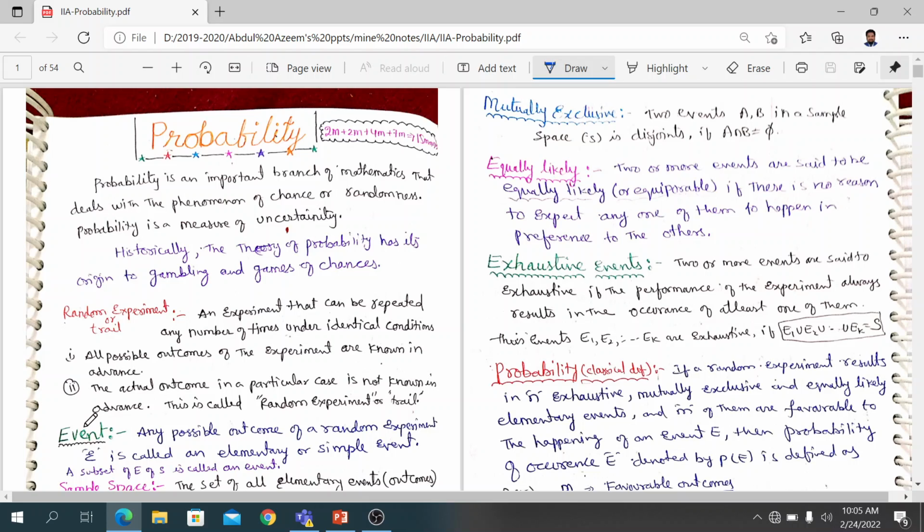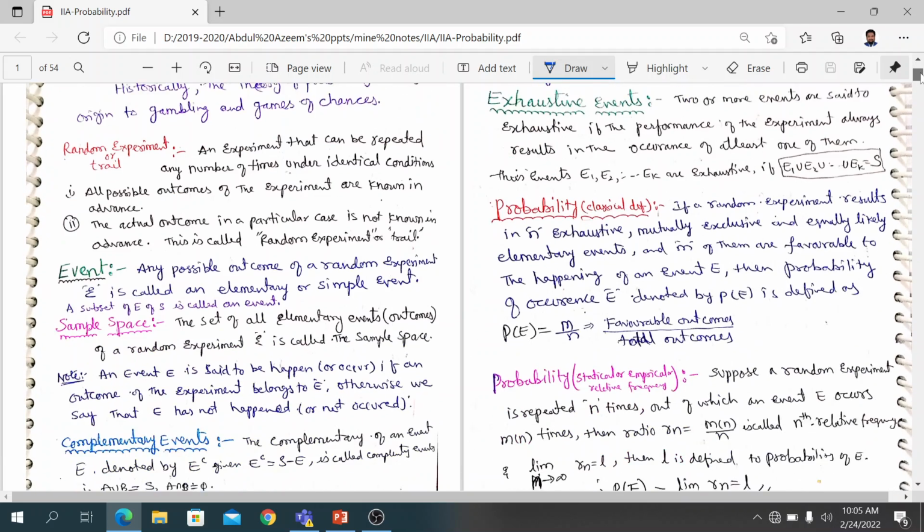Next definition, event. Any possible outcome of a random experiment is called an elementary or simple event. A subset E of S is called an event.